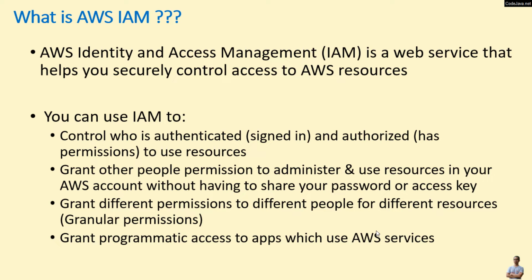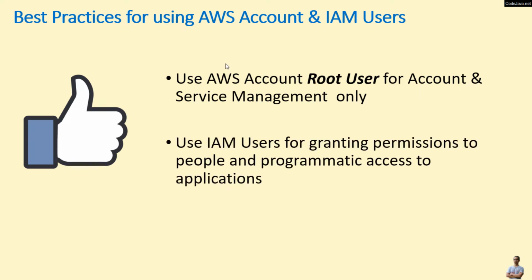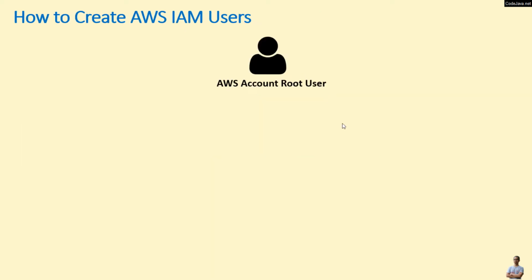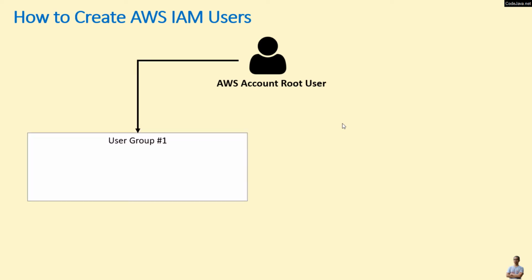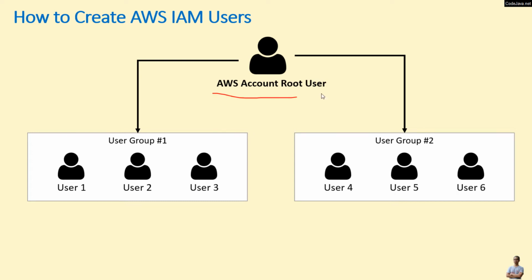And the best practices for using AWS account and IAM users are use AWS account root user for account and service management only, and use IAM users for granting permission to people and programmatic access to applications. And with IAM, you could use the AWS account root user to create a user group and add new users to the group like this. And you could create another group and add other users to the group like this. So with IAM, you could create different users with different permissions under the AWS account root user.